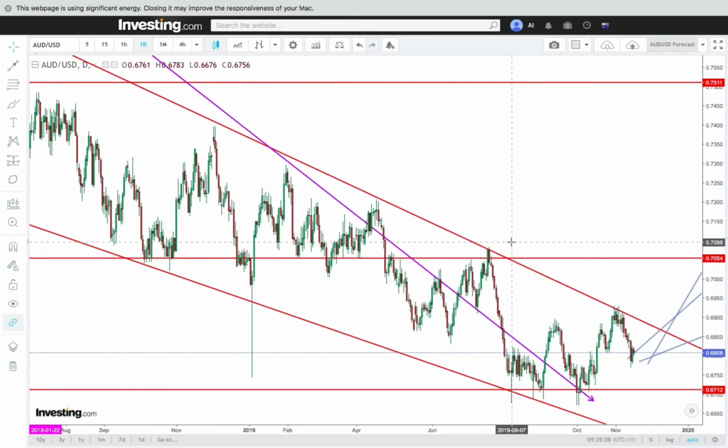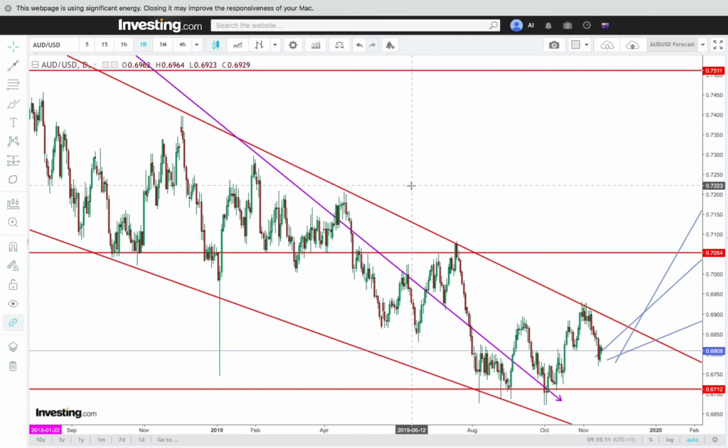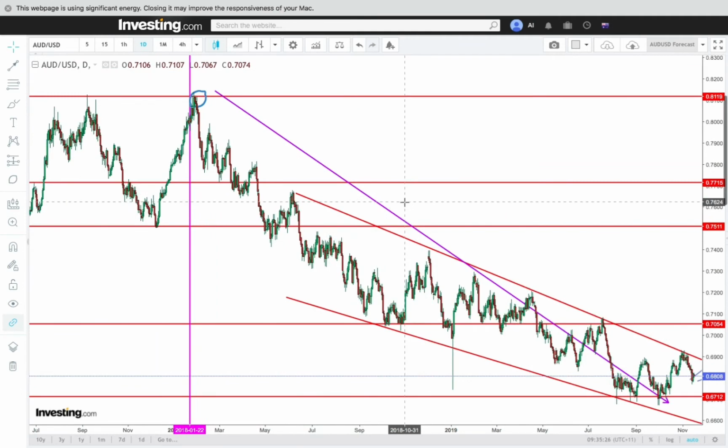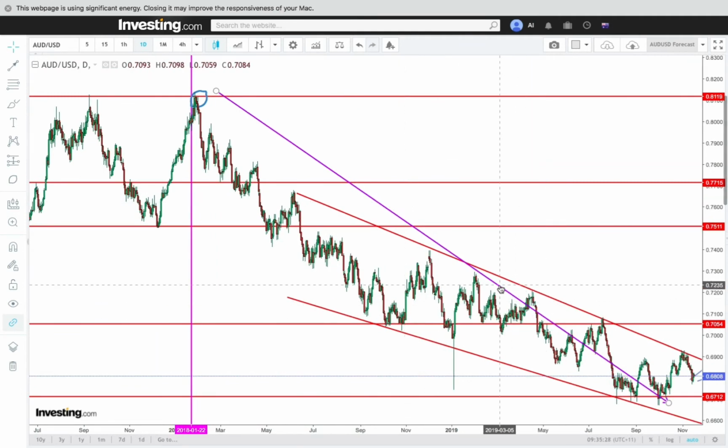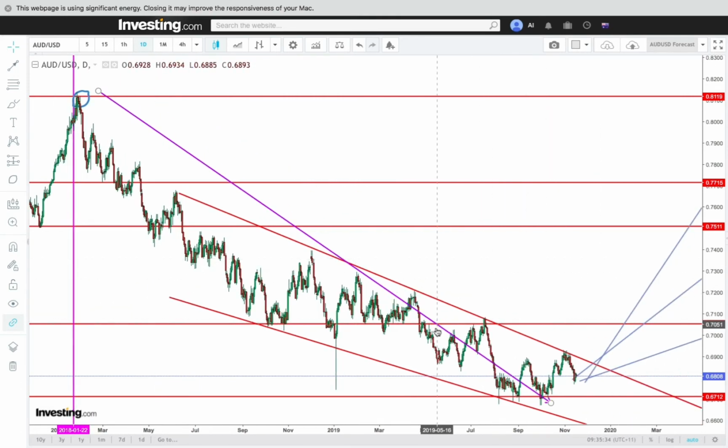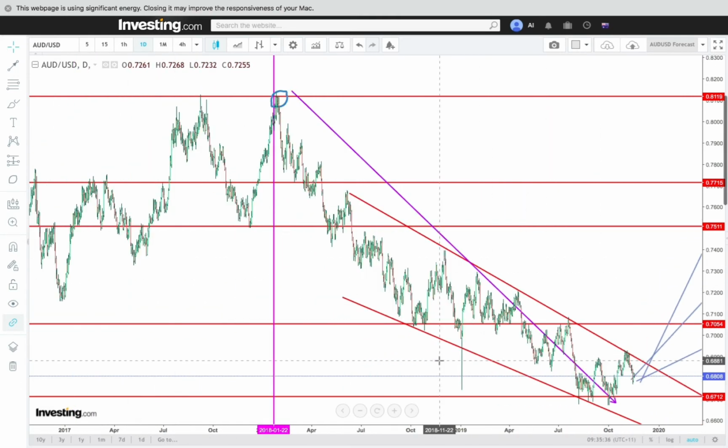So we have to really focus from this point. This is where the big boys resumed. They reloaded their gun and started selling, and as a result, it broke this resistance, this range. It broke the resistance line here, and it went down. It made a lower low.